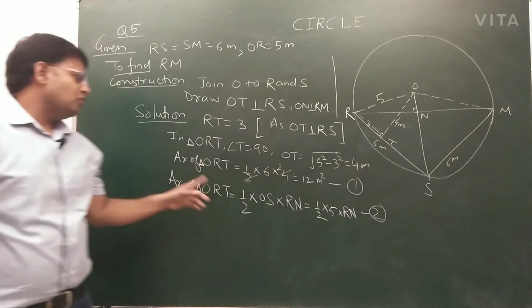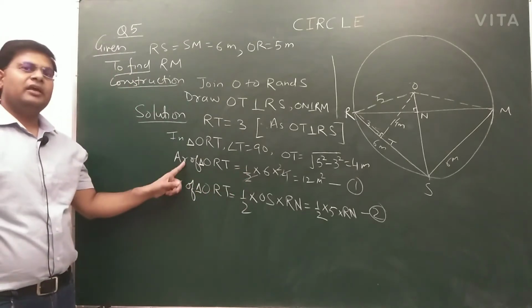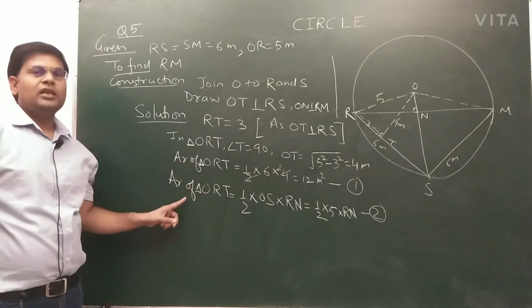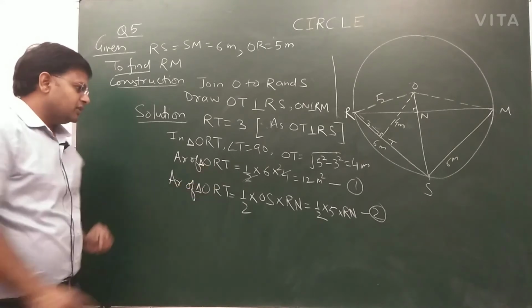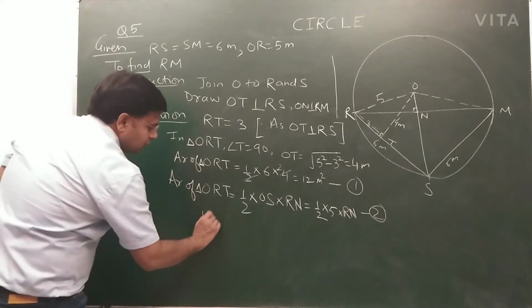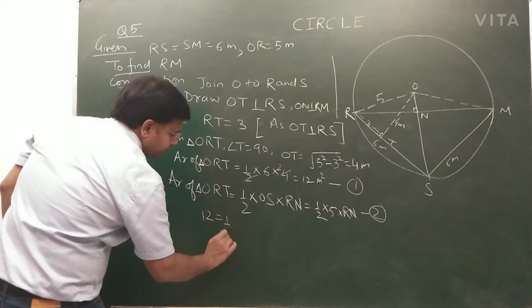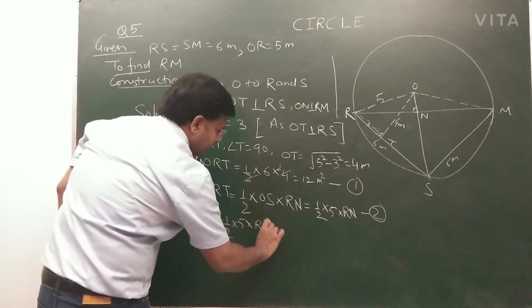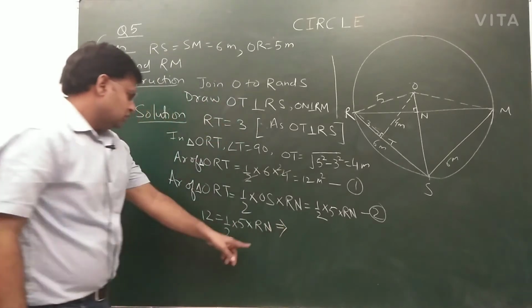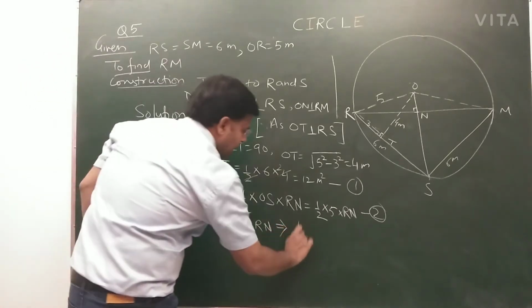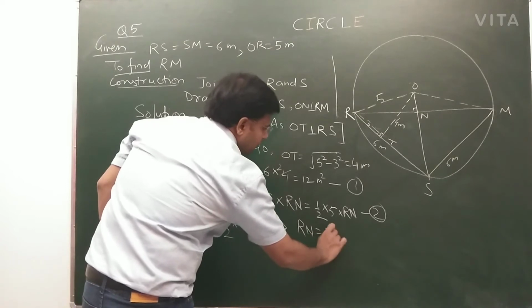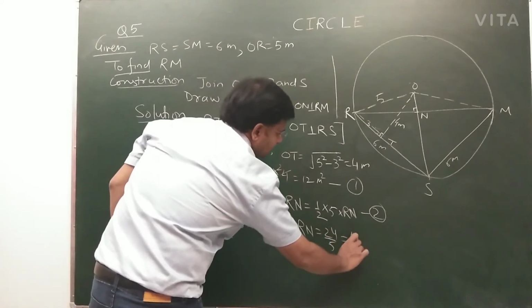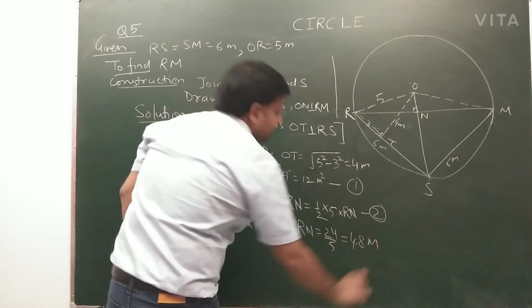Now from 1 and 2 you see that both equations are the areas of the same triangle, so you can equate them. So 12 equals 1/2 into 5 into RN. Now you do the calculation. So 24 upon 5, RN is going to be 4.8 meter.